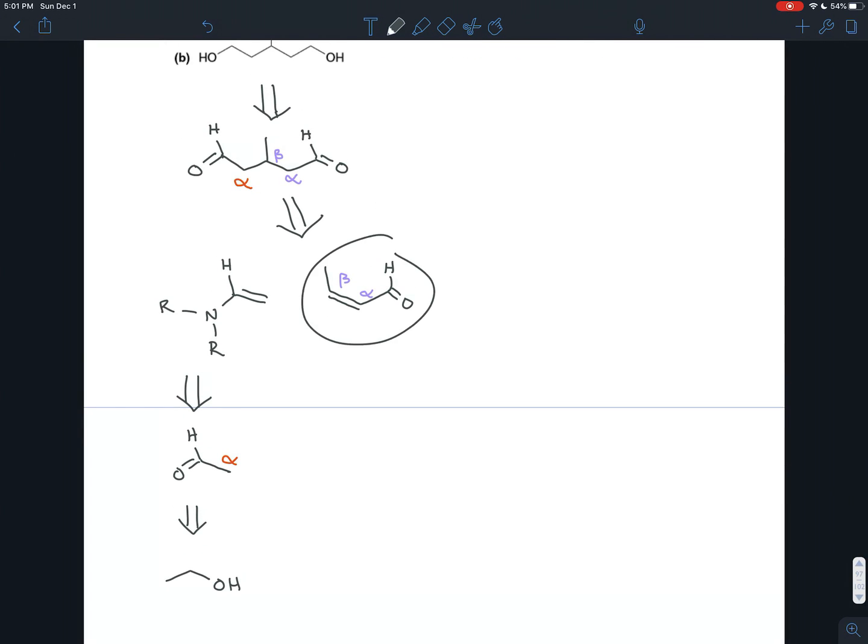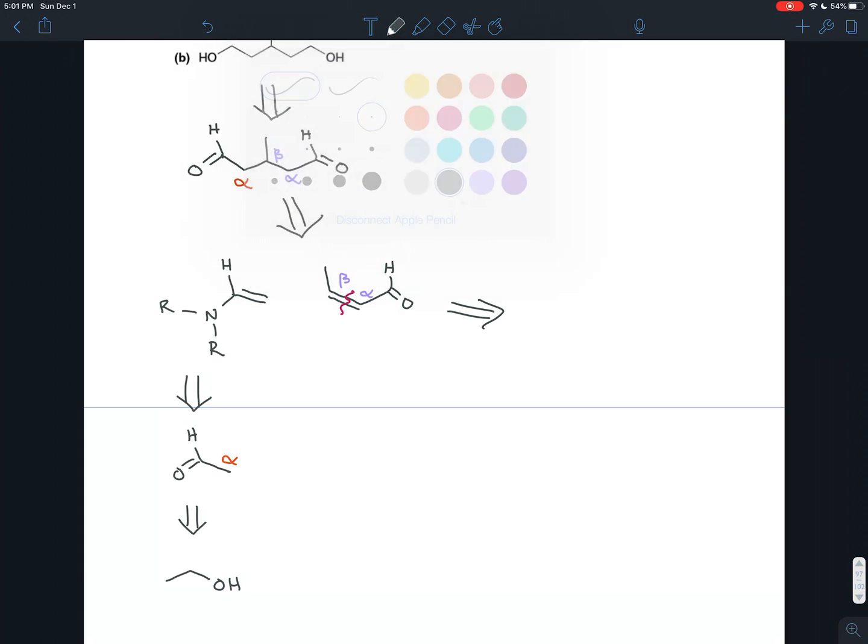Now let's look at this alpha-beta unsaturated aldehyde. How can we make that? Well, we saw in the previous exercise, you can make these alpha-beta unsaturated compounds by doing aldol condensations. You can sort of break the bond between the alpha and beta carbons. The compound that already has a carbonyl, just redraw that exactly as it is.